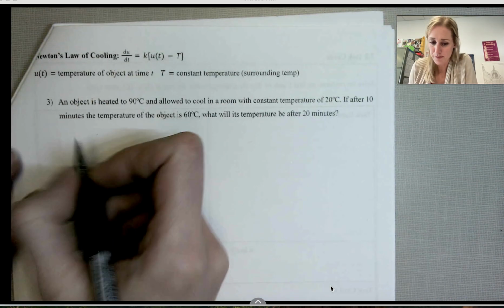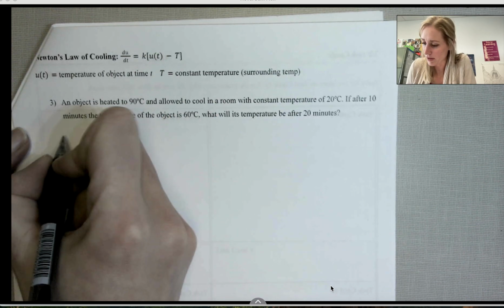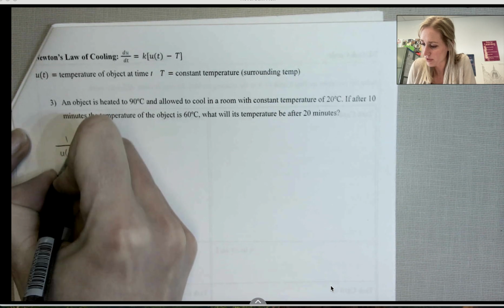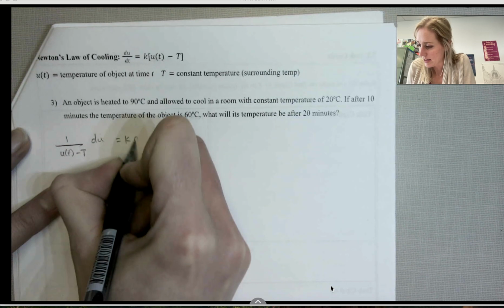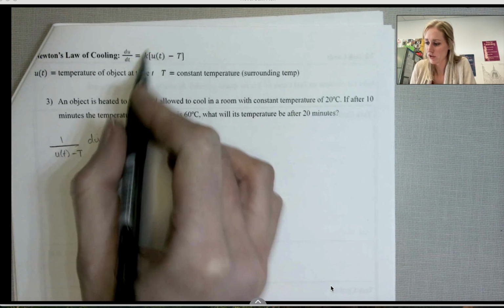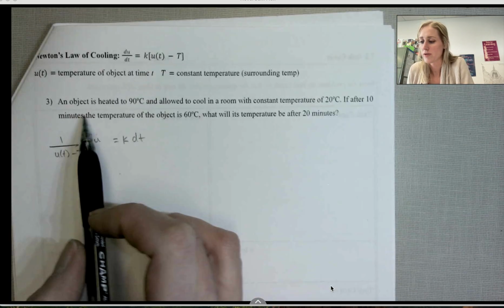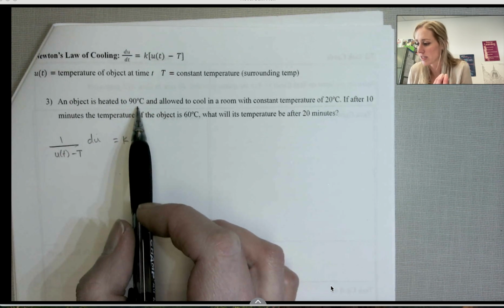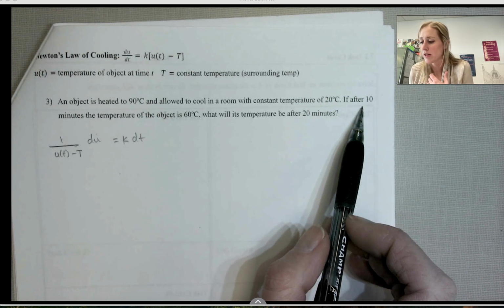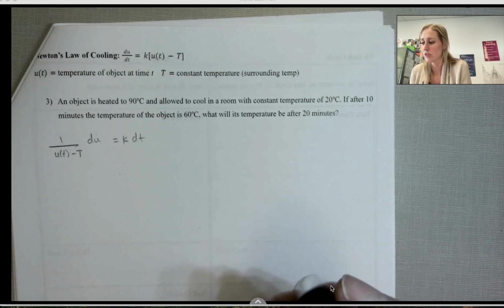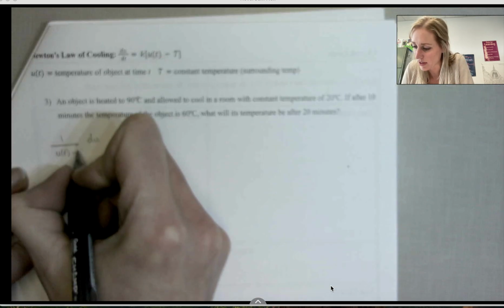So here's our equation. I'm going to go ahead and get this over with du and this with dt. So if I separate that, I'm going to get 1 over u of t minus T du equals k dt. So that's just separating. I divided this piece over to the other side. Now, our surrounding temperature for this particular situation: we have an object that's 90 degrees Celsius, cooling in a room that has a constant temperature of 20. And then we're also told after 10 minutes, the temperature of the object is 60. What will the temperature be after 20 minutes? So our constant surrounding temperature is 20.